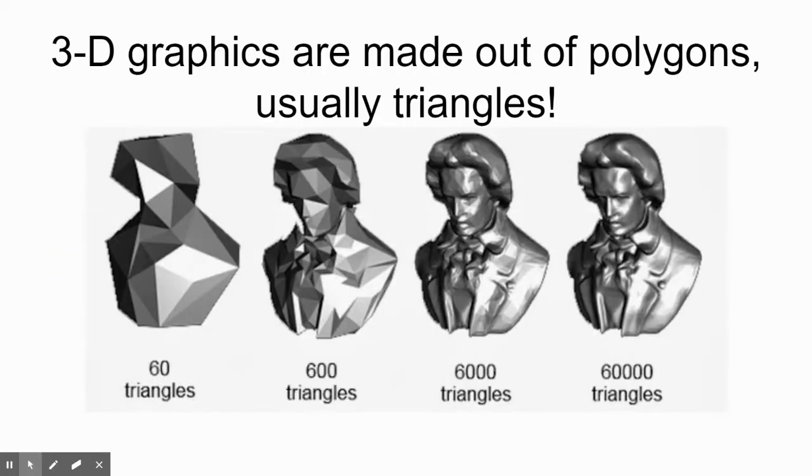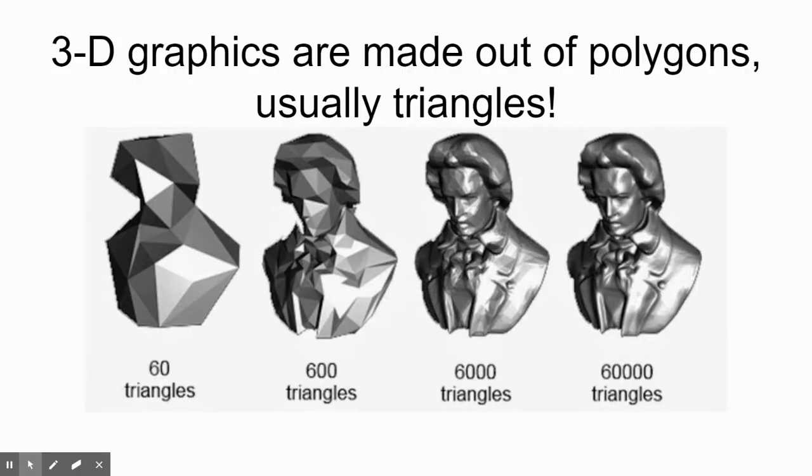If you like video games, 3D graphics are made out of polygons, usually triangles. So if you look at this picture here, this is a picture of, I think, maybe Beethoven or Mozart, not sure. But on the left, somebody tried to make that statue and they only used 60 triangles, 60 polygons. With only 60 polygons, it wasn't very detailed. Then they have a version with 600 triangles. It has 100 times the triangles of the first one.